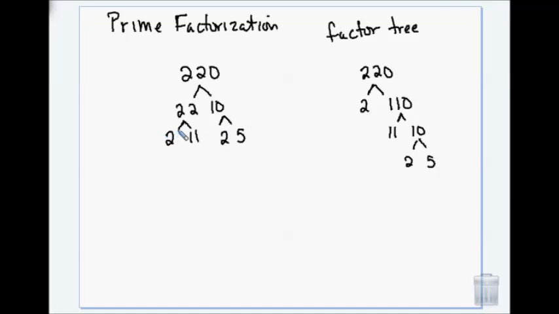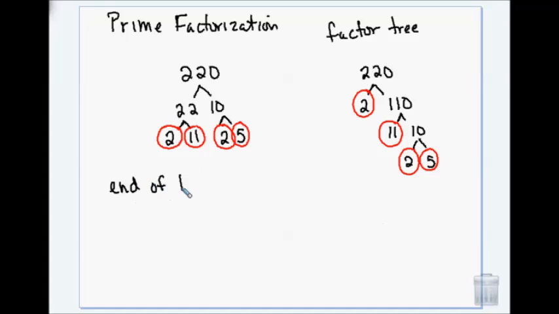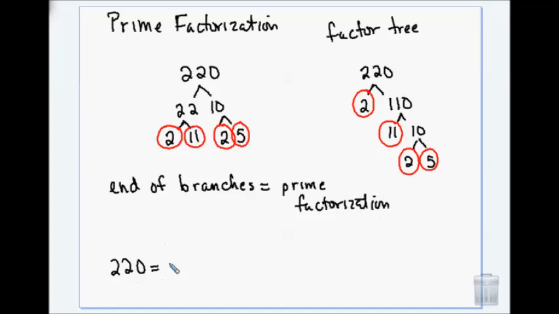The end of your branches, only the end of the branches, are the prime factorization. Okay, so I'm going to list them. So 220 is 2 times 2 times 5 times 11. And if I multiply that back together, I go 2 times 2 is 4, times 5 is 20, times 11 is 220.